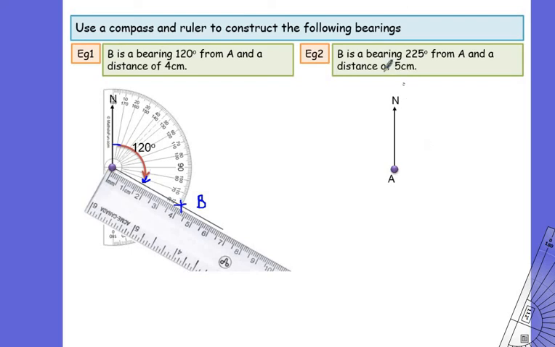In your light blue books, can you have a go at the second example for me? B is at a bearing of 225 from A this time and a distance of 5 centimetres. Pause the video and have a go at that question now, please.